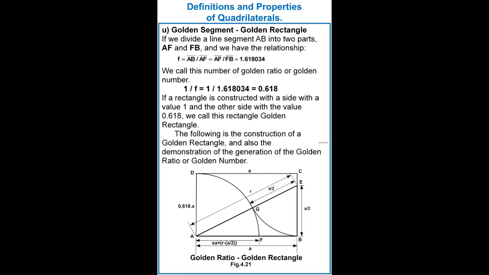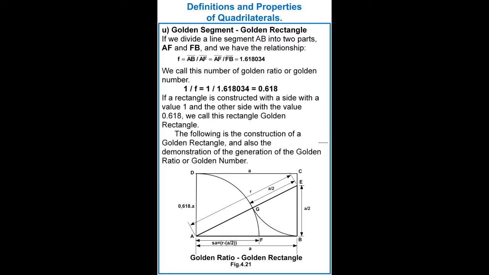This slide shows the definition and properties of the golden segment and the golden rectangle. If you divide the line segment AB into two segments, AF and FB, the ratio F is equal to the dimension of the straight line segment AB divided by the dimension of the straight line segment AF, and also equal to the ratio of the dimension of the segment of straight line AF divided by the segment of straight line FB, and also has a value equal to 1.618034. This number is called the golden ratio or golden number.